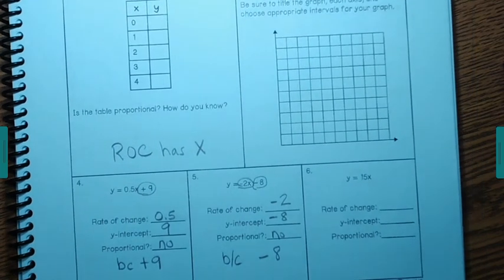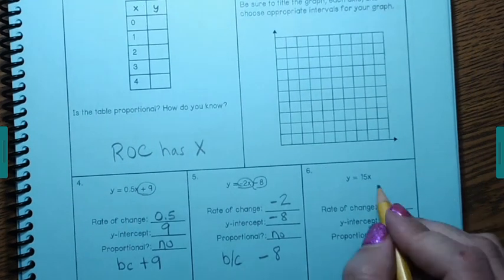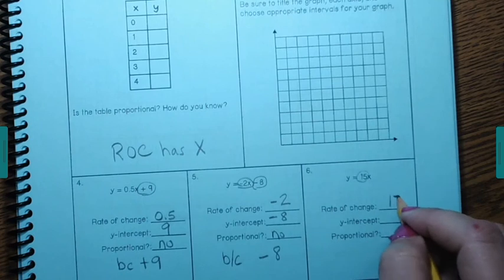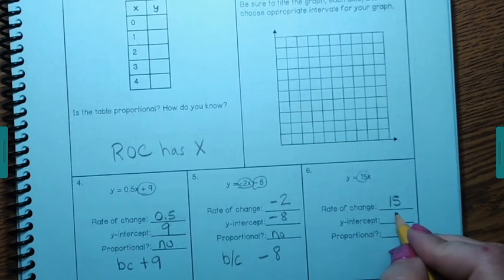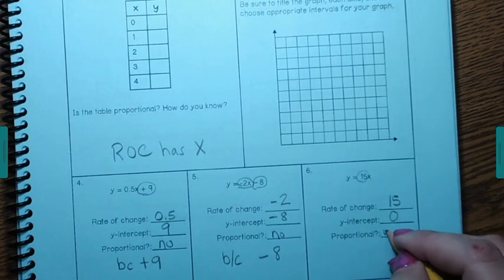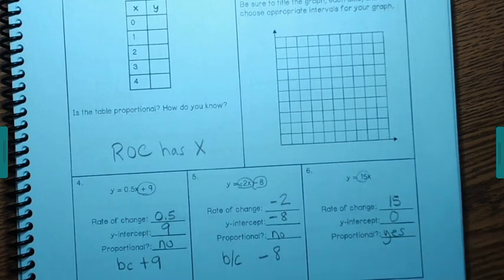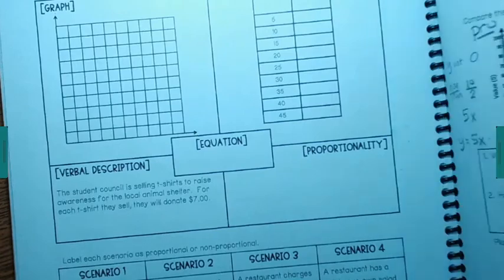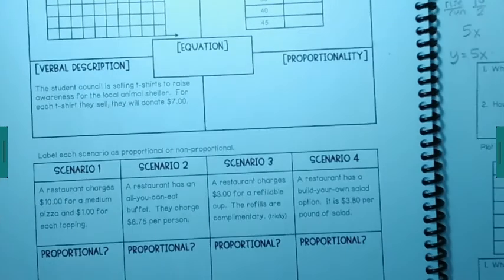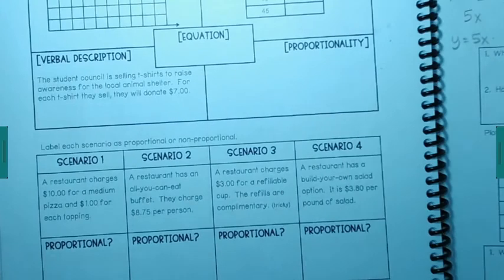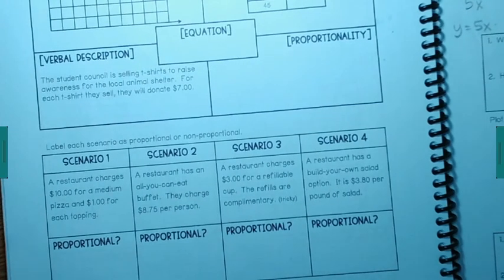On number 6, what's the rate of change? 15. What's the y-intercept? 0. Is this proportional? Yes. Super, super easy, right? X, rate of change. Plain number, y-intercept. We're actually going to go backwards to page 33 real quick because I want to look at some word problems. So go backwards to page 33 real quick.